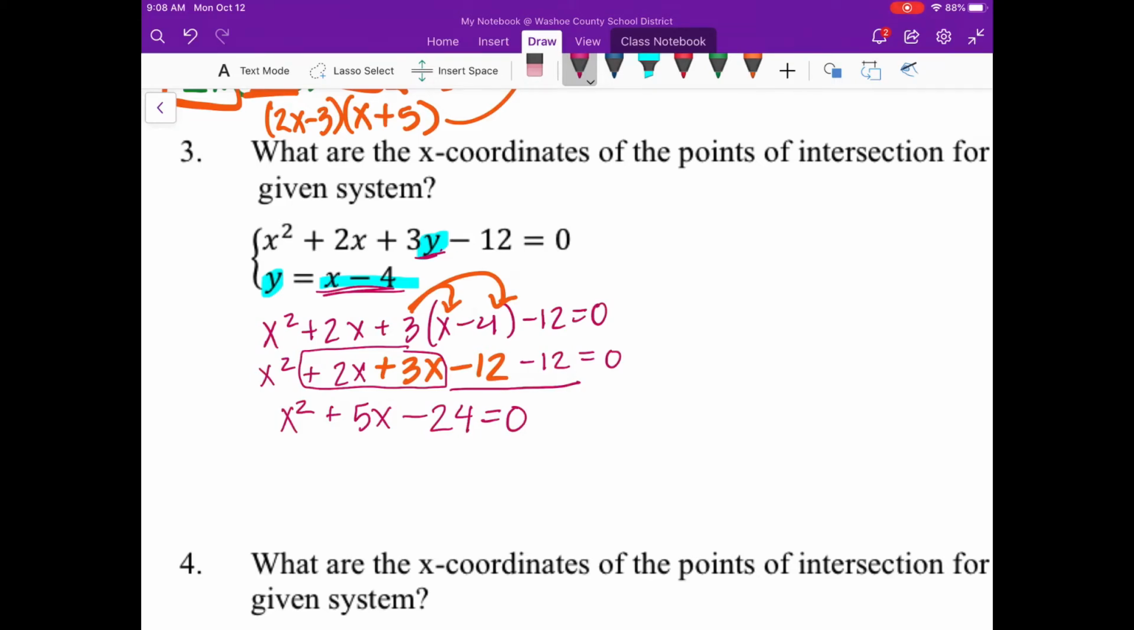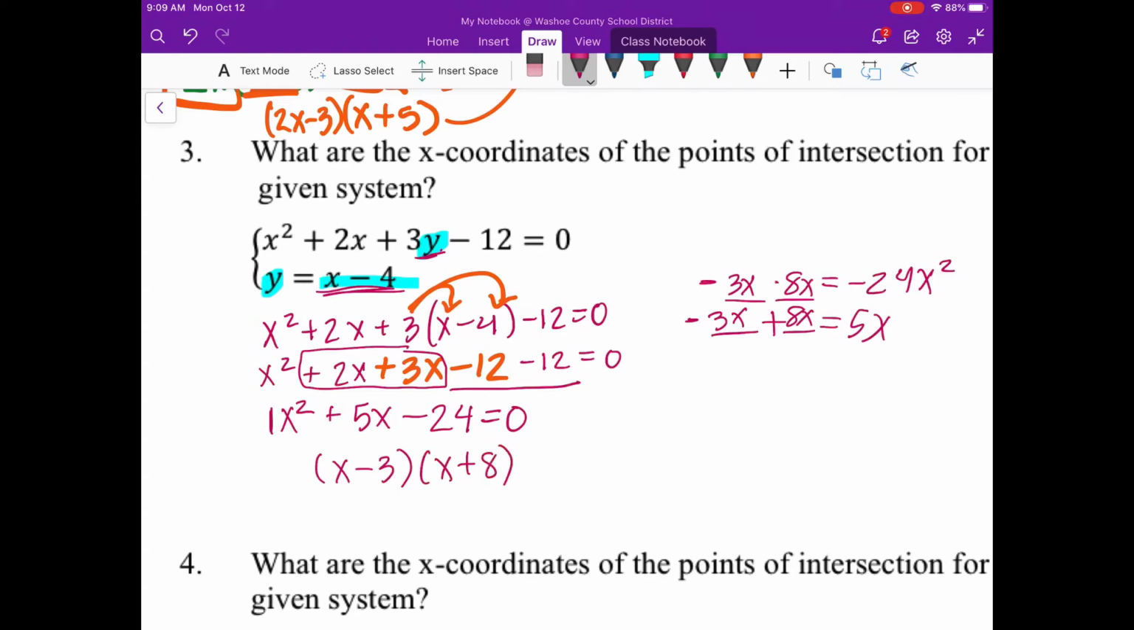Okay, so this is a quadratic. Again, I only want the x coordinates, so I need to figure out what two numbers multiply to negative 24x squared and also add up to give me a 5x. And hopefully you are thinking 3 times 8 gives me 24. And somehow 3 and 8 can also give me a 5. One of them has to be negative. That's going to be 3. Now, because a here is 1, you can go straight into x minus 3 times x plus 8. Remember, this only works when a equals 1.